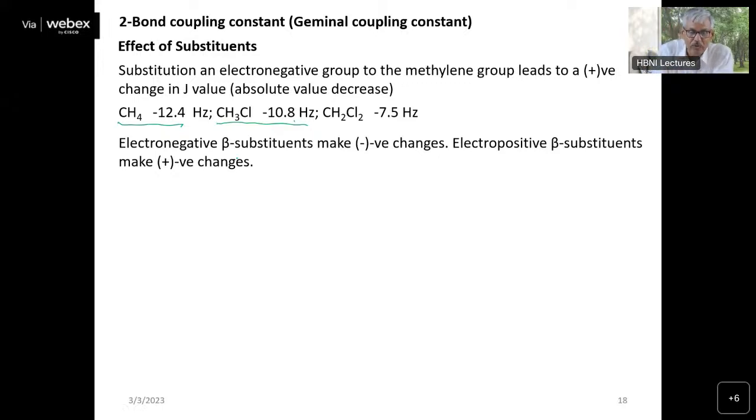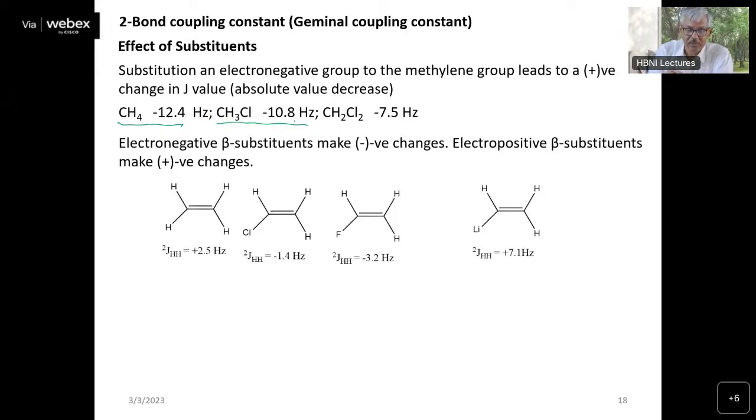But if you put an electronegative substituent at the beta position, it makes a negative change. That means there will be an increase in magnitude. Like that, you see in the case of ethylene, the value was 2.5, and I also explained why it is 2.5, why not minus, because of the sp2 character and the bond angle.